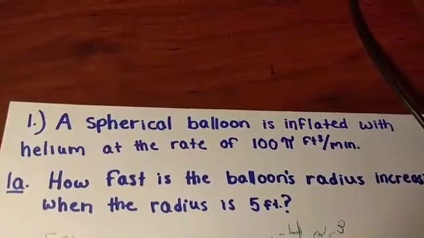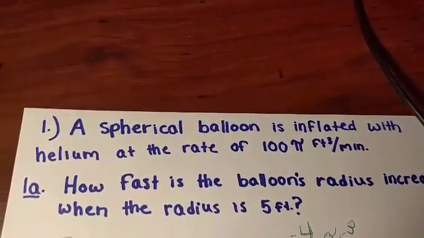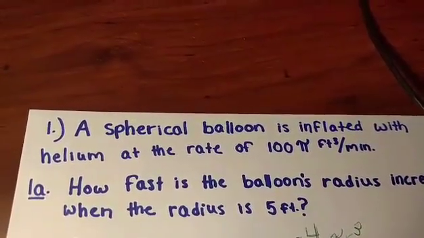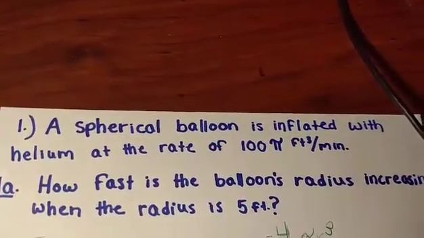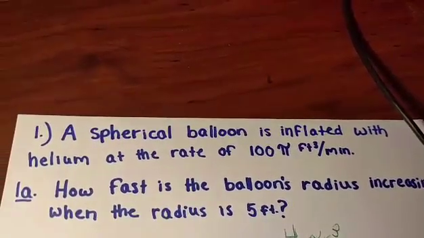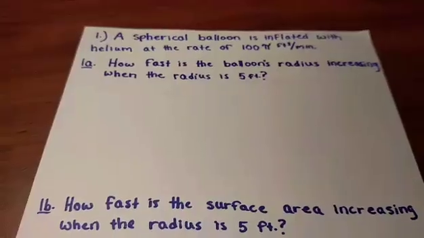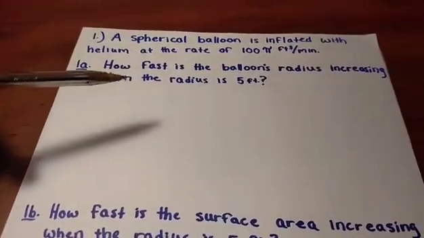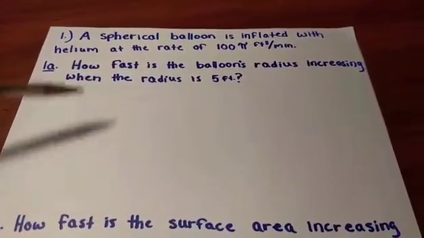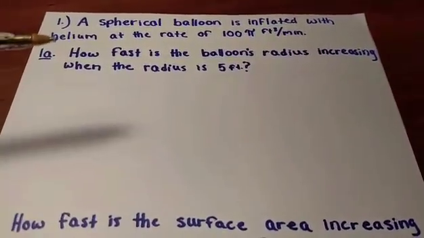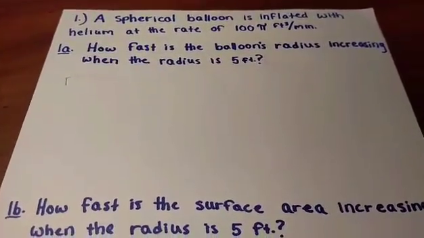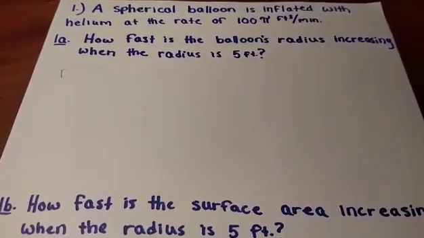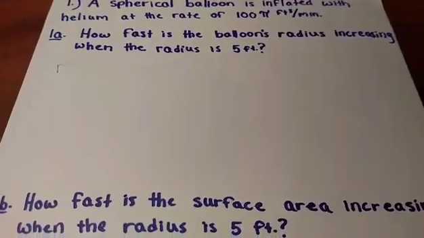Okay, so our first question says, a spherical balloon is inflated with helium at the rate of 100 pi feet cubed per minute. The first part of the question asks, how fast is the balloon radius increasing when the radius is 5 feet? First thing I like to do with these questions is write what I know and what I don't know, just so I can see what I need to get to, what I already have, etc. In this particular problem, we know that the radius is 5 feet because it's asking how fast is the radius increasing when the radius is 5 feet.